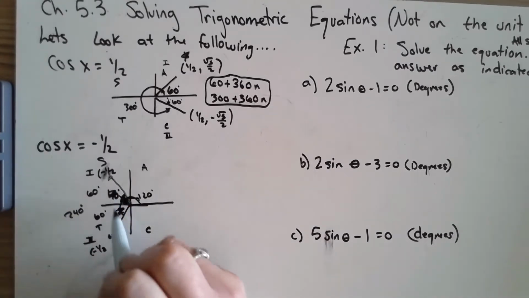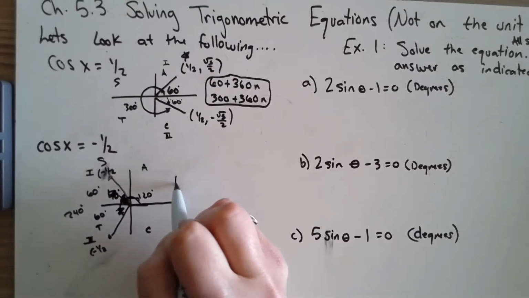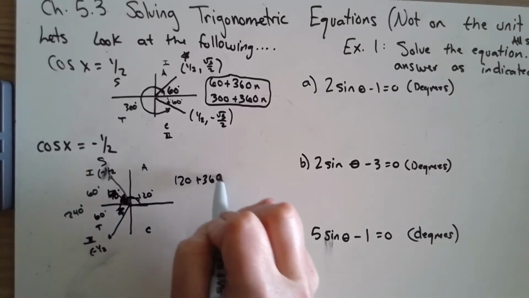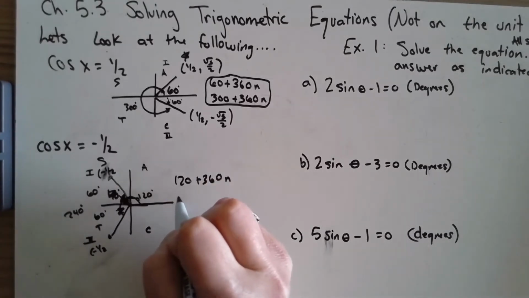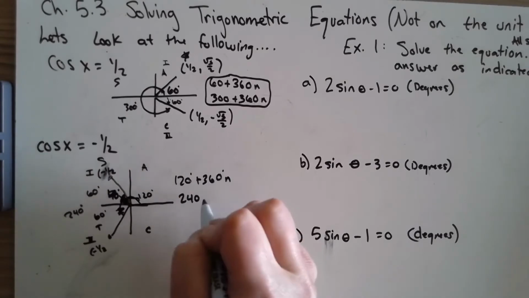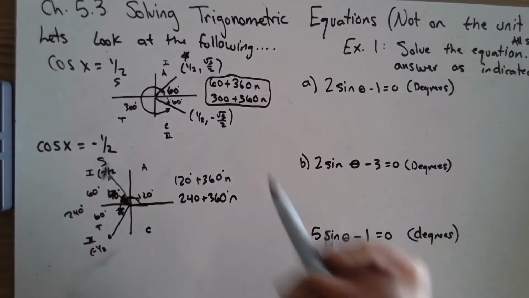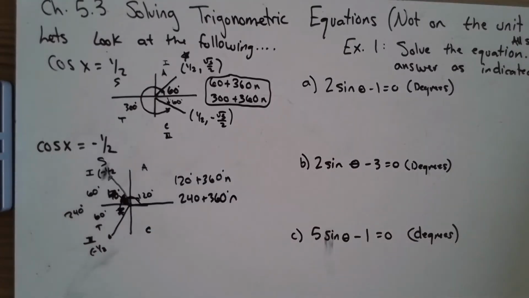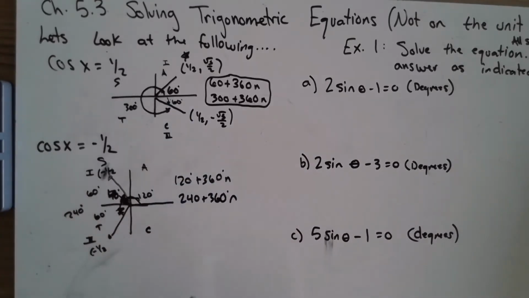So if you notice, these two reference angles are the same. Again, our answers would be 120 plus 360n, and 240 plus 360n. Sorry about that, 60 and 60. Our reference angles for these two answers are the same. This concept of the same reference angles is huge today when we look at the unit circle, because that's going to help us find our two angles.